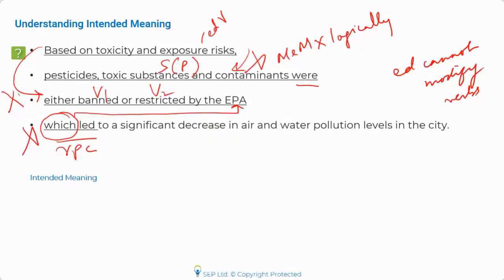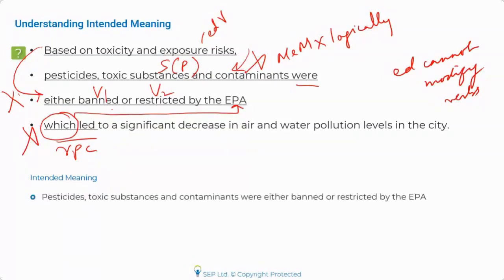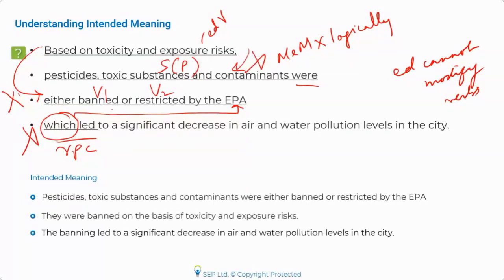Okay. And remember, which cannot jump over the verbs to modify these substances. Which cannot jump over the two verbs to modify the noun. It can only modify the nearest noun, or it can modify a noun which is separated by a prepositional phrase, which is not the case. So intended meaning that I get is these substances were either banned or restricted by the EPA. The banning led to, they were banned on the basis of toxicity and exposure risks that they had. The banning led to a significant decrease in air and water pollution levels in the city. All right, clear? So most of you, as I said earlier, got it right.